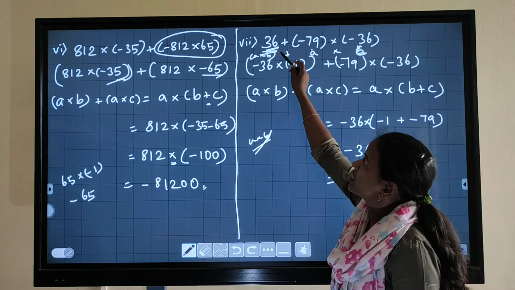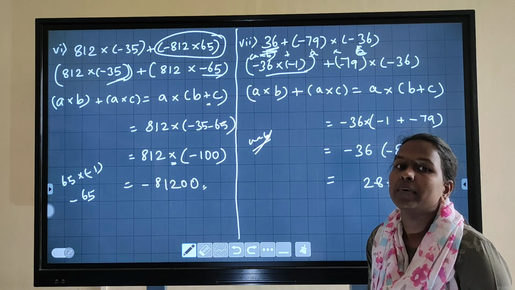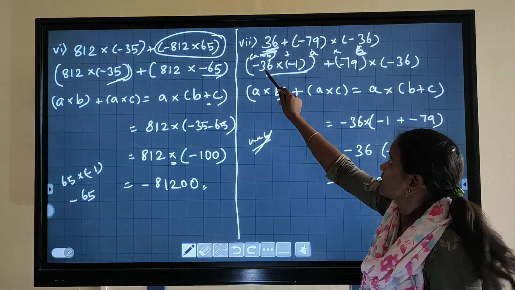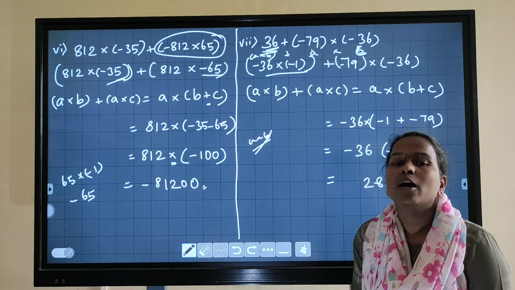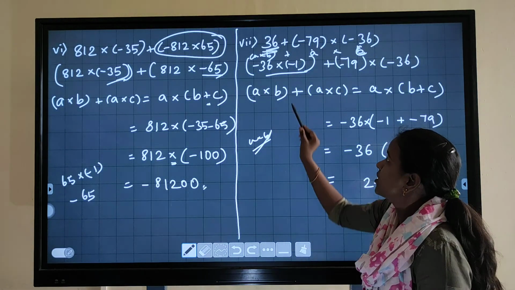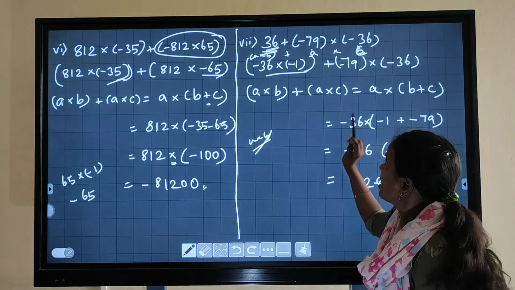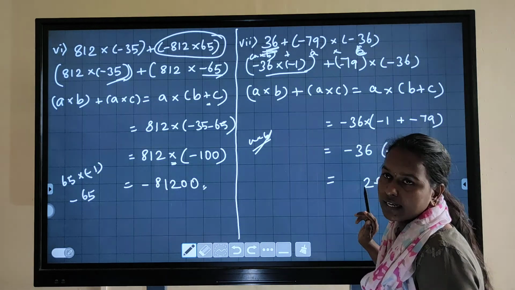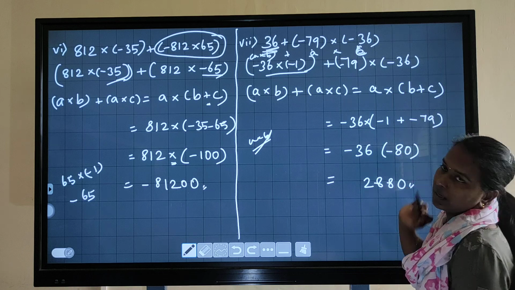If I split this 36 and write minus 36 multiplied by minus 1, here also minus 36, here also minus 36. So instead of writing 36, I am writing minus 36 multiplied by minus 1. So this is A times B, this is A times C. Now this looks like the distributive property. So I am writing the distributive property condition: A multiplied by B plus A multiplied by C.